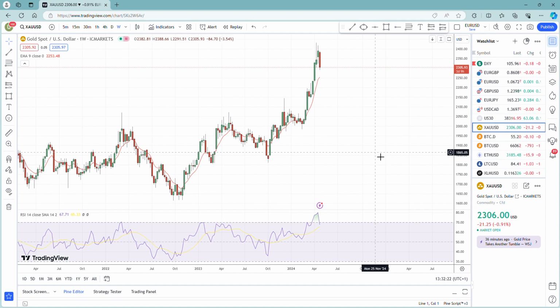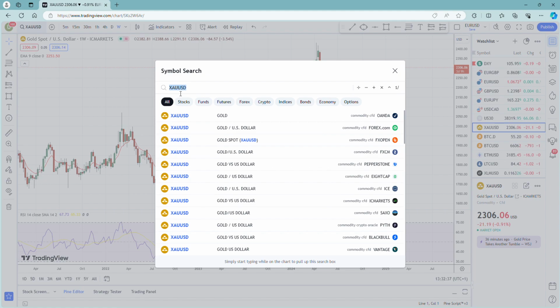Hi everyone, in this video I'm going to show you how to do a breakdown of gold from the weekly all the way to an entry time frame. Let's get started. First of all, if you open up TradingView in the top left corner, search for gold XAUUSD and then click on the broker that you trade with.